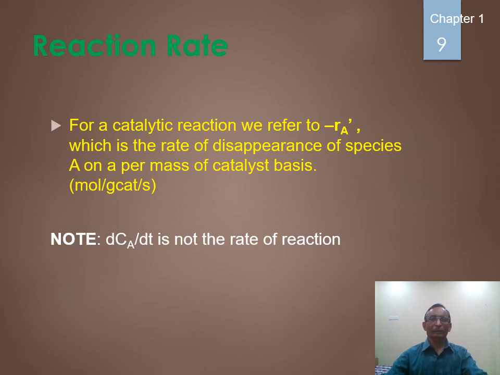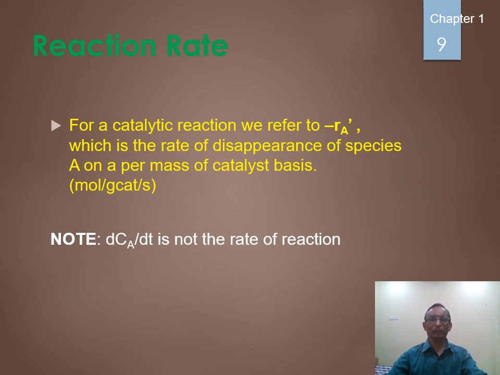For a catalytic reaction, to differentiate only the catalytic reactions, we refer to minus RA dash in place of minus RA, nothing else. To differentiate catalytic reactions from reactions without catalyst, this differentiation is given. You can use your own symbols also. It is not necessary to use minus RA dash. You can write minus RA catalytic, that way also. For a catalytic reaction, we refer to minus RA dash. In Fogler, they use minus RA dash.